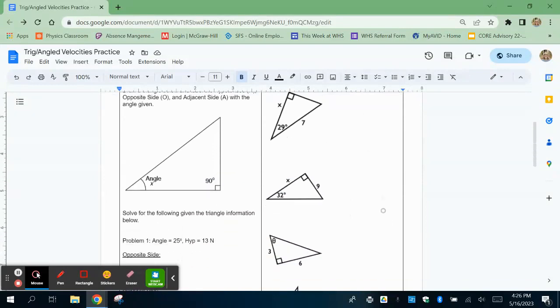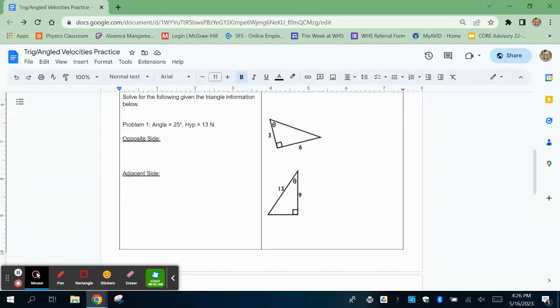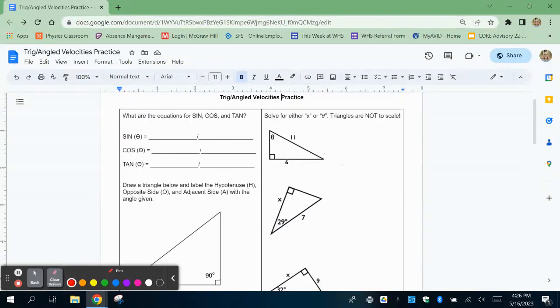If we come here, we have a few different problems where it just gives you the triangle. You're getting practice using sine, cosine, and tangent. So here, we have to be able to identify each of our sides again. Our angle here, this symbol is just a theta symbol. Theta is a common variable that we use to indicate that it is an angle. So right now we are trying to solve for theta.